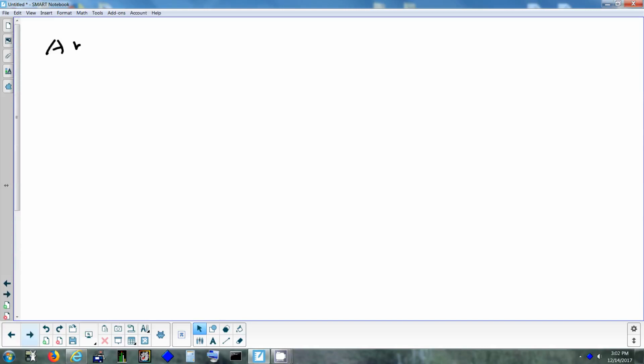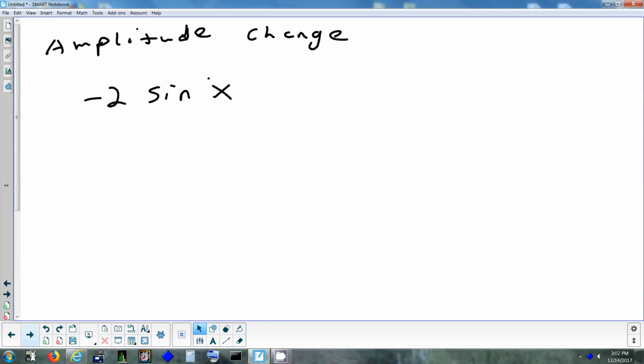Amplitude change. Seems like I had a hard time with the amplitude change and the period change on the homework. Not so much that I had a hard time, but more like I don't know if I did it right. Okay, well, we'll go through it.